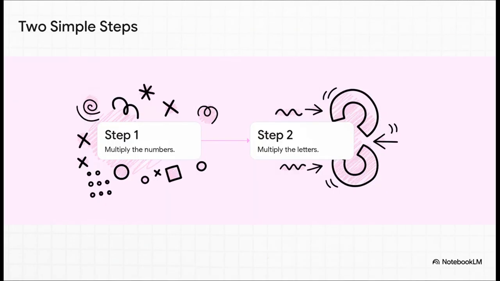Here's all you have to remember. It's just two simple steps. First, you multiply the numbers together. Then, you multiply the letters together. That's it. That's the whole rule. Let me show you how it works.